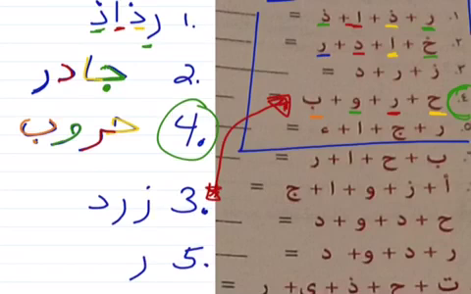Okay, and 5, Raja: Ra, Jim, Alif, Hamza on the line. So Ra is going to be orange, Jim yellow, Alif red, and Hamza will be green. So there you have it, 1 through 5. Take a good look, it's going away.